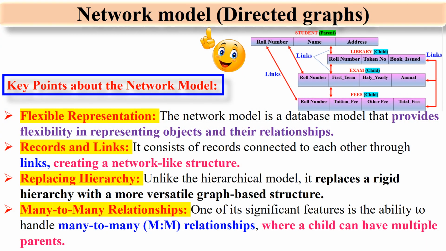Let's learn about network model, directed graphs. Key points about the network model. Flexible representation. The network model is a database model that provides flexibility in representing objects and their relationships. Records and links. It consists of records connected to each other through links, creating a network-like structure. Replacing hierarchy. Unlike the hierarchical model, it replaces a rigid hierarchy with a more versatile graph-based structure.